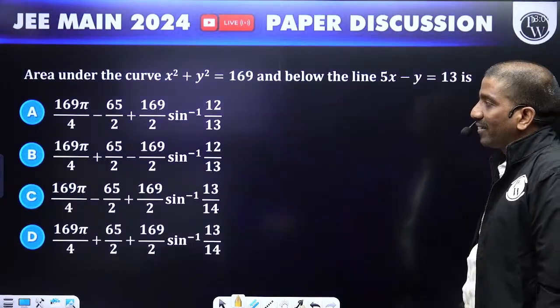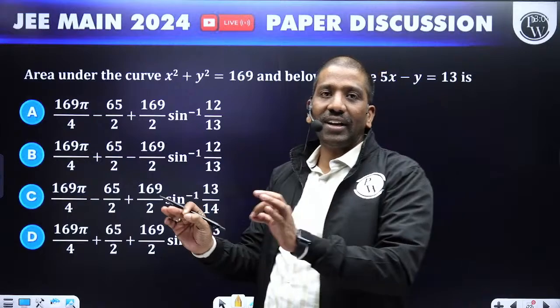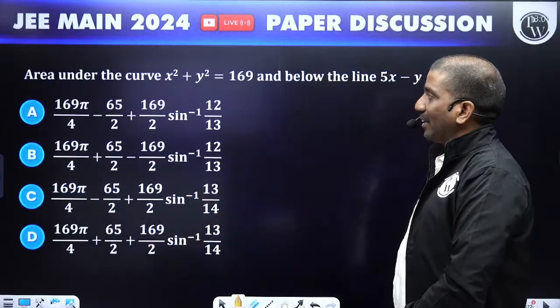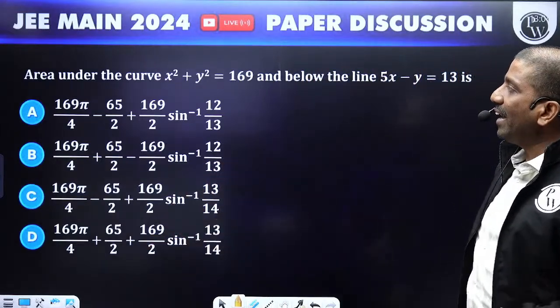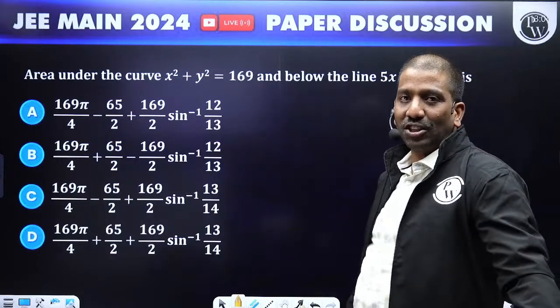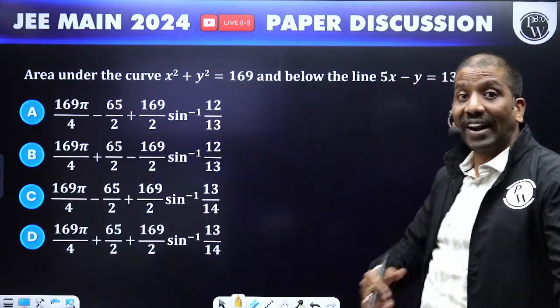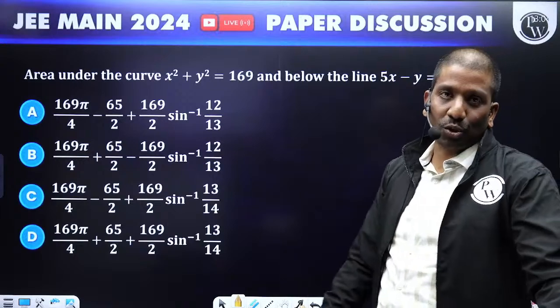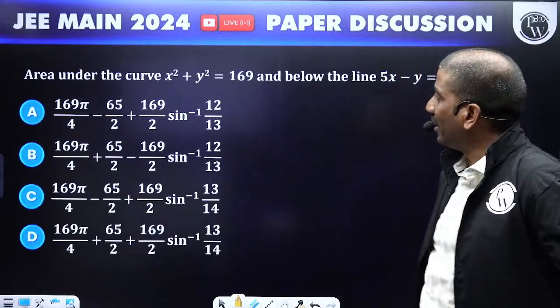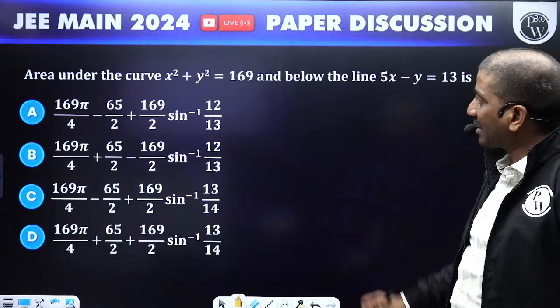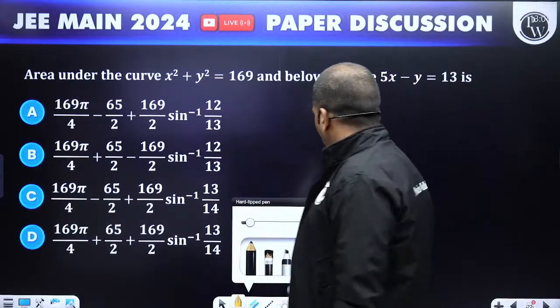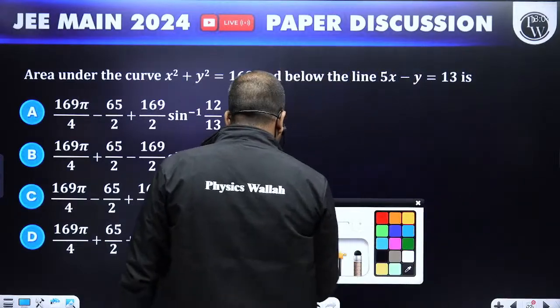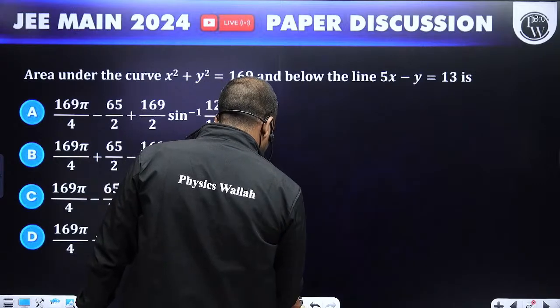So lastly, let us do one question from areas. Area under the curve. It's also a very interesting question. The rankers will do this question in a different way. Okay, let us see. Finally, we do this question. X square plus y square is equal to 169.